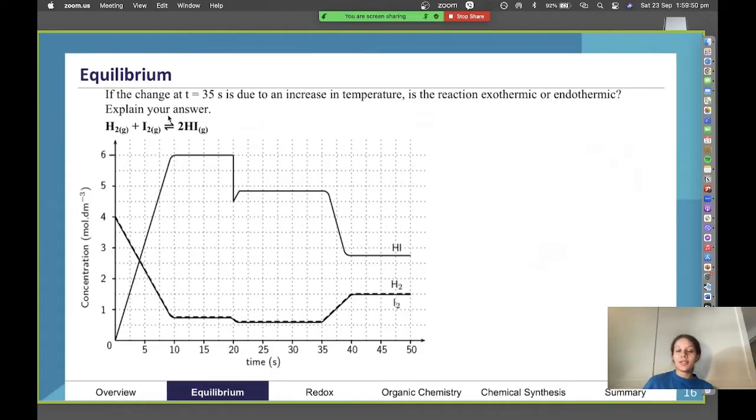Alrighty, so if the change at t equals 35 seconds is due to an increase in temperature, is the reaction exothermic or endothermic? We're looking at this change over here. Again, think about which way our reaction has shifted, and then what does that mean? You can use the trick I mentioned before: have a think about where heat is sitting. So let's have a look at what's actually happening. We've got a decrease in HI, and we have an increase in our reactants, the H2 and the I2. So if we've increased reactants and decreased products, that means we're shifting to the left.